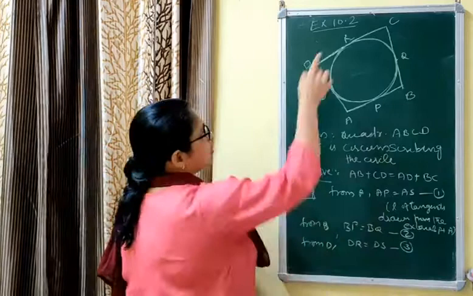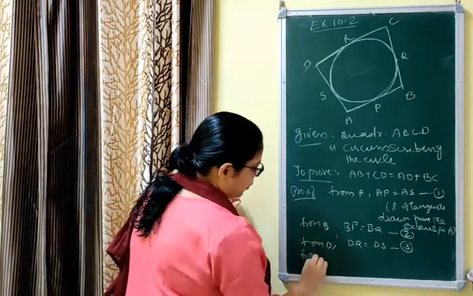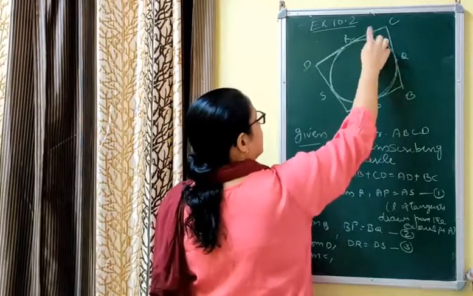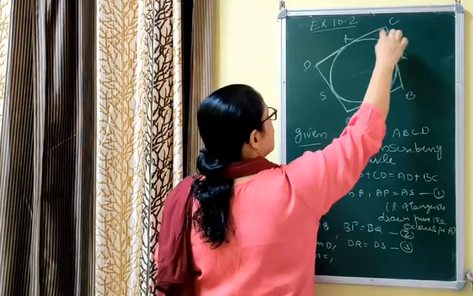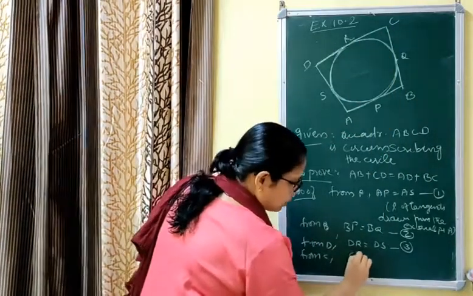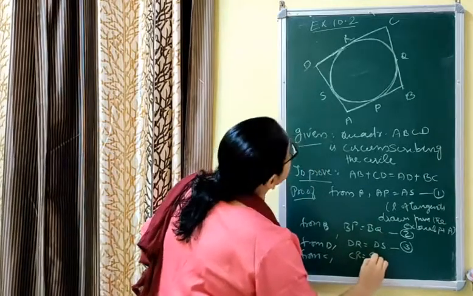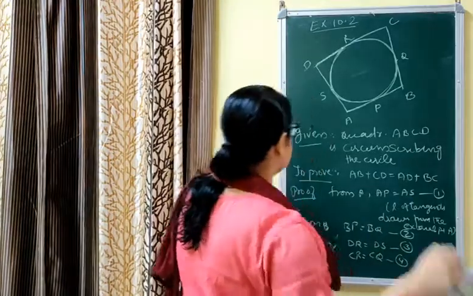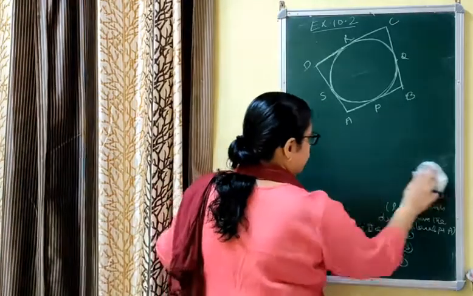Now one more point is remaining, that is from C. From C which point is to be taken? You have got DR, so if you write CR, then adding gives CD. So CR equal to CQ. Equation number 4.